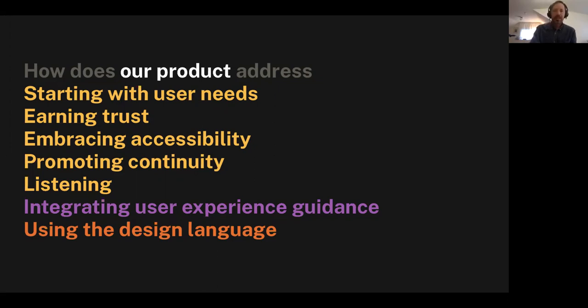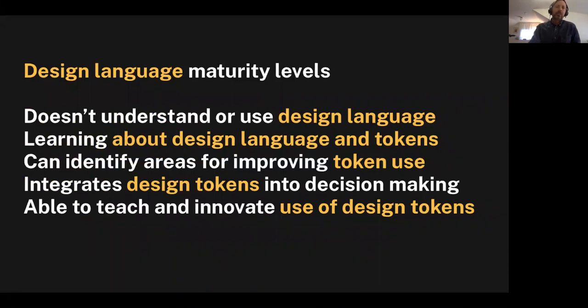If we look at it through just one narrow lens, design language, or how well we are using the design system code, here are the maturity levels. At the beginner level, you don't understand or use the design language or the design system code at all. At the learner level, you're learning about the design language, tokens, and code. At the builder level, you're beginning to use these things. You can identify areas for improving them, you can add new things, and you can figure out how to improve. At the integrator level, you are integrating the code and the design tokens into your decision making.